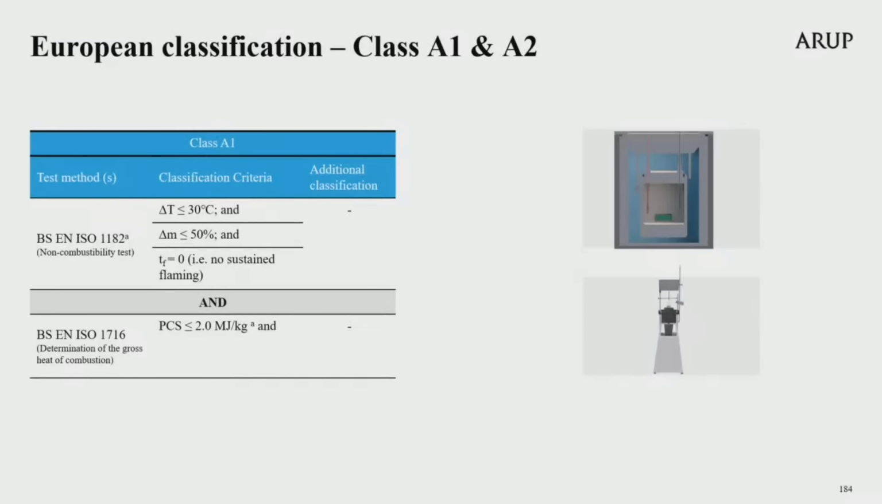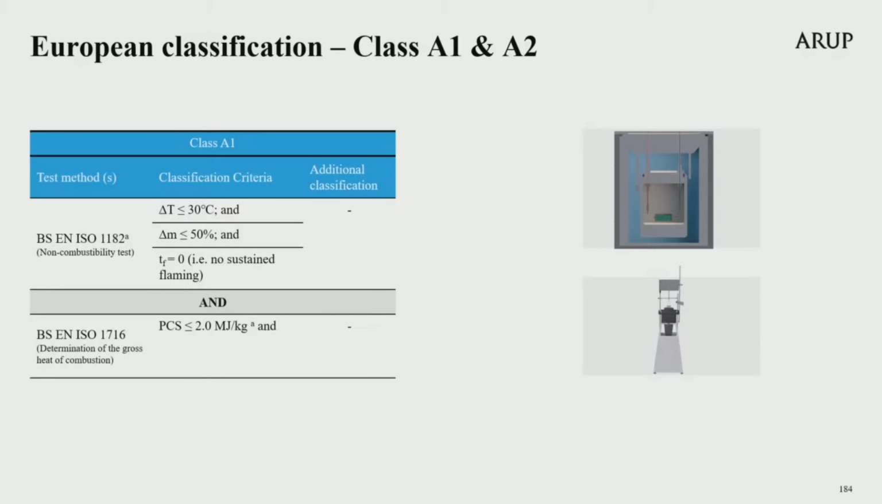Class A1 requires test data from 2 reaction to fire tests: the gross heat of combustion measured in the bomb calorimeter and the non-combustibility furnace test. On the screen, we have shown the requirements and a reminder of the test apparatus.